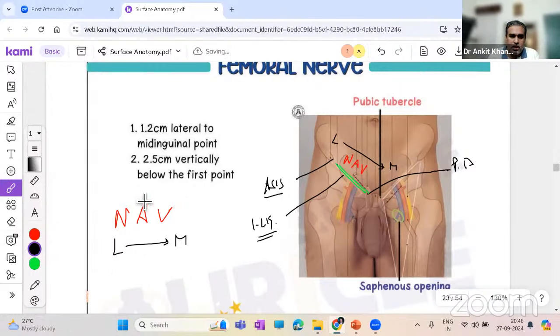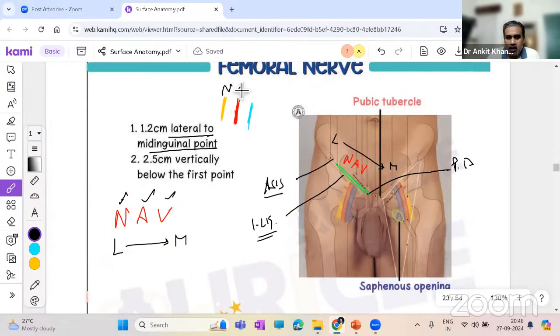So you already know artery and vein lie medial, and more lateral to the artery is the femoral nerve. Simple as that. So 1.2 centimeter lateral to the mid-inguinal point. At the mid-inguinal point was the artery, and just half inch lateral to it, you will have the femoral nerve. And medial to the artery, we had the femoral vein. Do remember NAV, nerve, artery, vein, from lateral to medial side. On the other side, it will be like this, N, A, and V. Remember this, right? 2.5 centimeter is 1 inch vertically below the first point. So it is 1 inch below also.